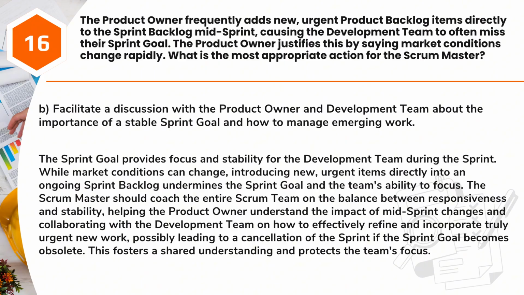The Scrum Master should coach the entire Scrum team on the balance between responsiveness and stability, helping the product owner understand the impact of mid-sprint changes and collaborating with the development team on how to effectively refine and incorporate truly urgent new work, possibly leading to a cancellation of the sprint if the sprint goal becomes obsolete. This fosters a shared understanding and protects the team's focus.